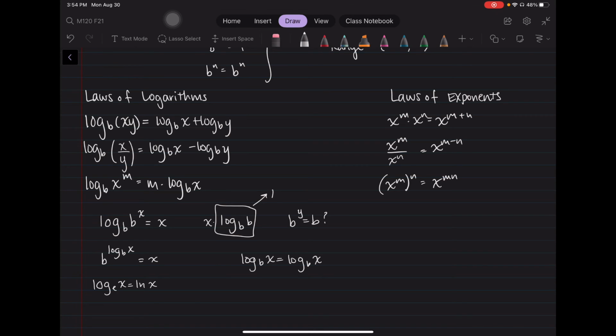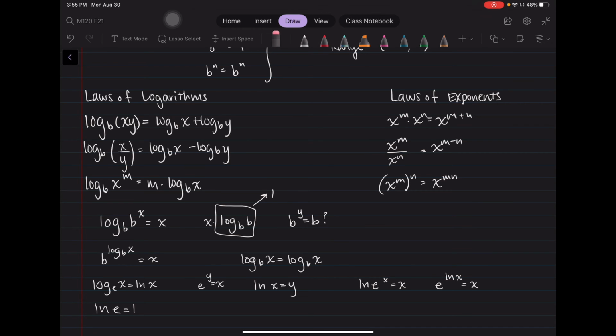Now, the e to the y equals x, again, is the same thing as the natural log of x equals y, rewriting using those properties. Using the two that we just defined, then the natural log of e to the x is just x, and e to the natural log of x is equal to x. And again, the natural log of e is equal to 1 because the natural log is log base e, so e to the 1 is e, and e to the 0 is 1.